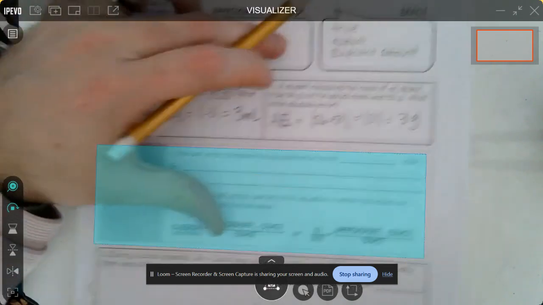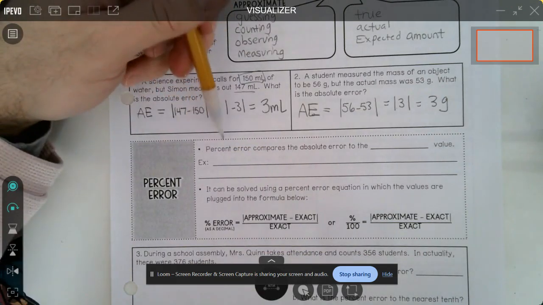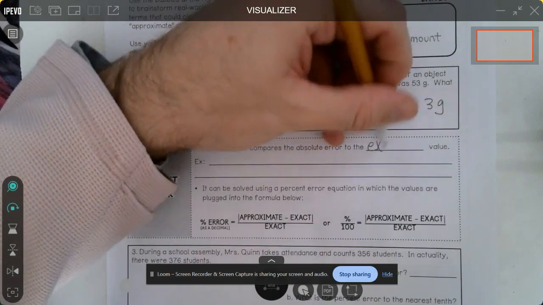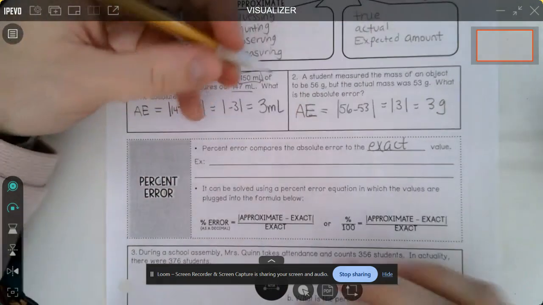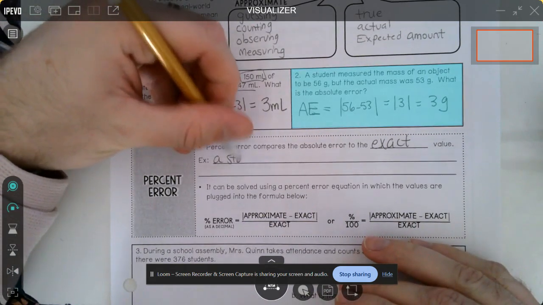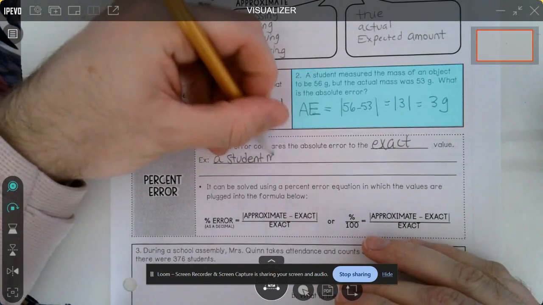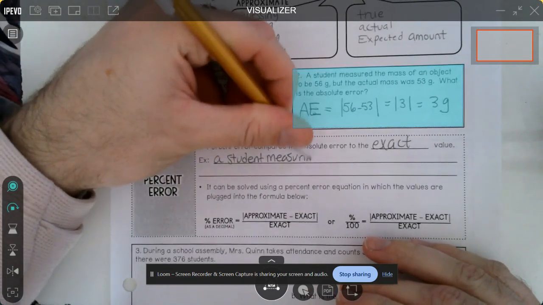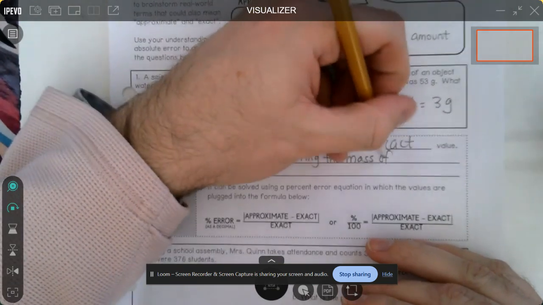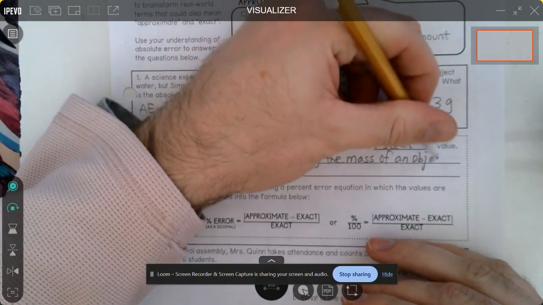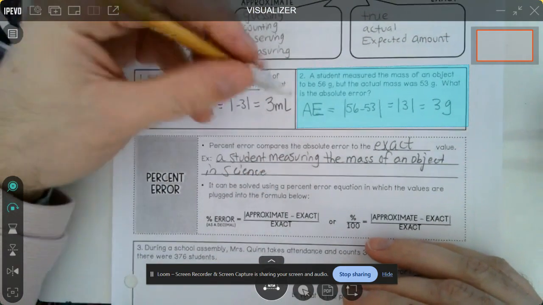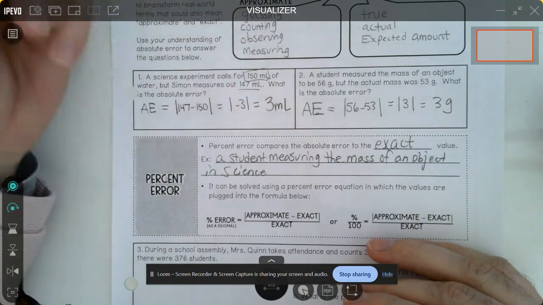All right, now our percent error definition. So percent error compares the absolute error to the exact value. An example of when you might have percent error is a student measuring the mass of an object in science class. So anytime you've measured something or you've done an experiment in science class and you have had a measurement, there's a percent error involved.